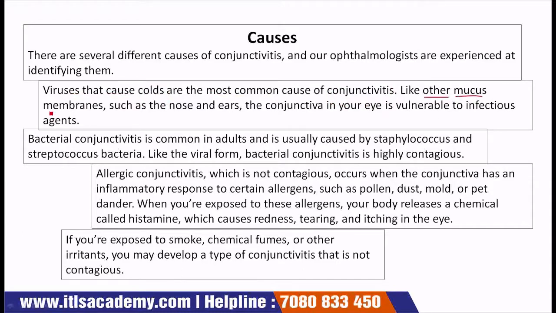Like other mucous membranes such as nose and ears, the conjunctiva in your eye is vulnerable to infectious agents. Our eye is very vulnerable to infectious agents and viruses. Although our body has a very high level of defense system, and most of the time any virus or antigen attacking the body is removed, when there is a high concentration of that particular antigen, it will be able to cause disease.